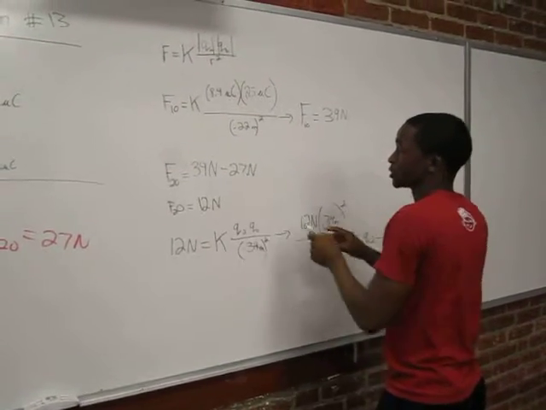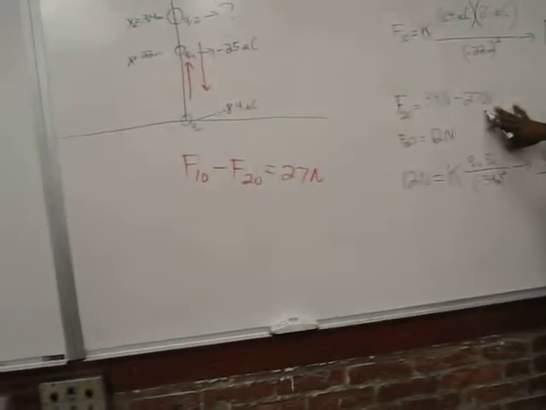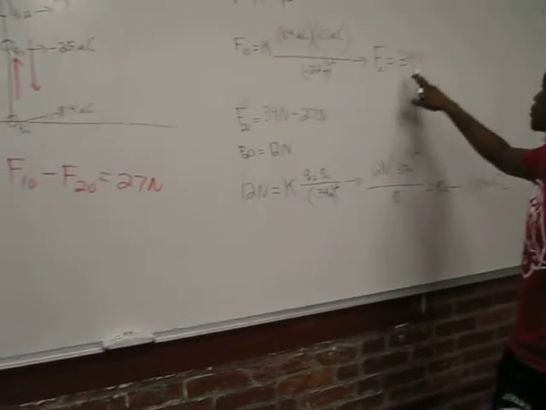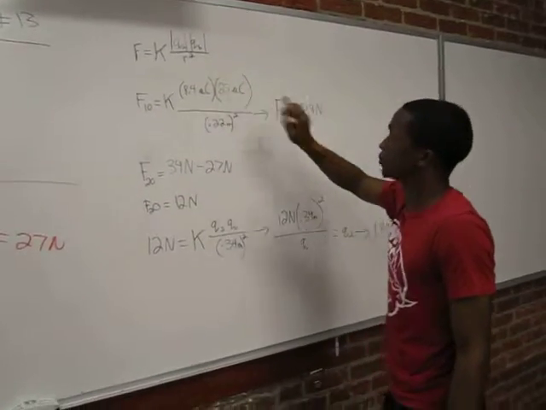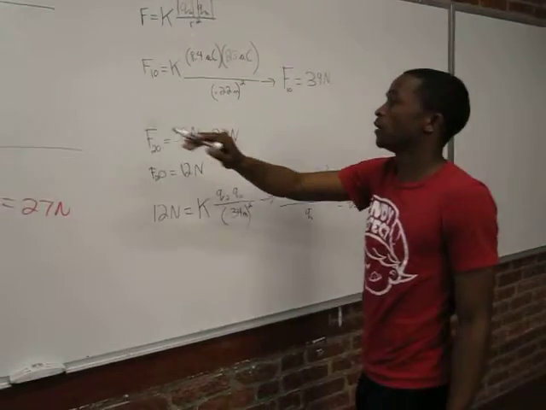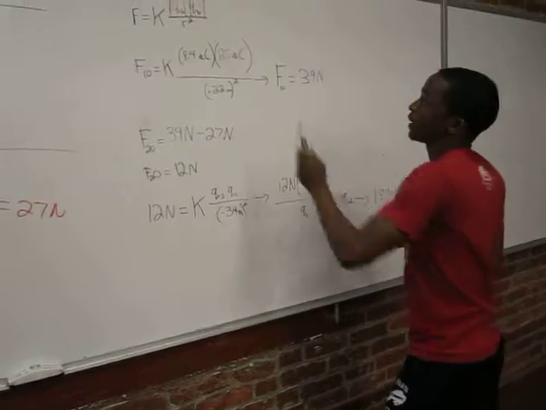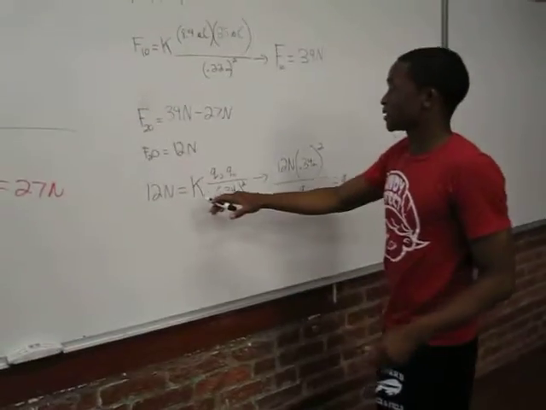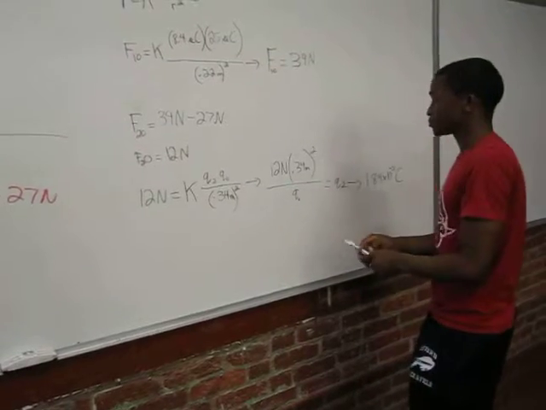So we can use this equation: you subtract the 27 newtons, that is the difference in the magnitude, from the force that we found for Q1 and Q naught, which was 39 newtons, and we now know the force between Q naught and Q2 to be 12 newtons. After that, I used Coulomb's law again, set up the equation, and simply solved for Q2.